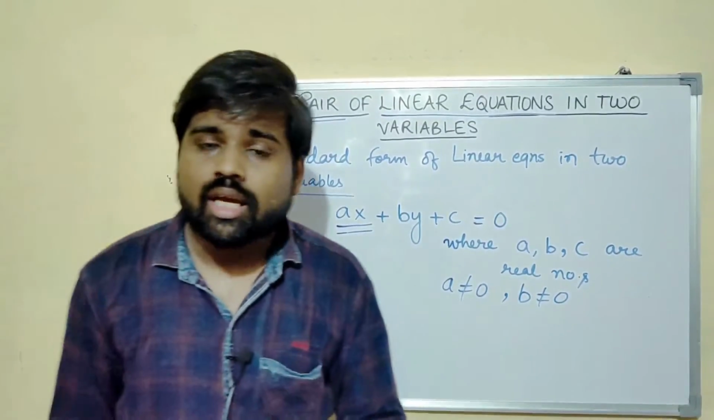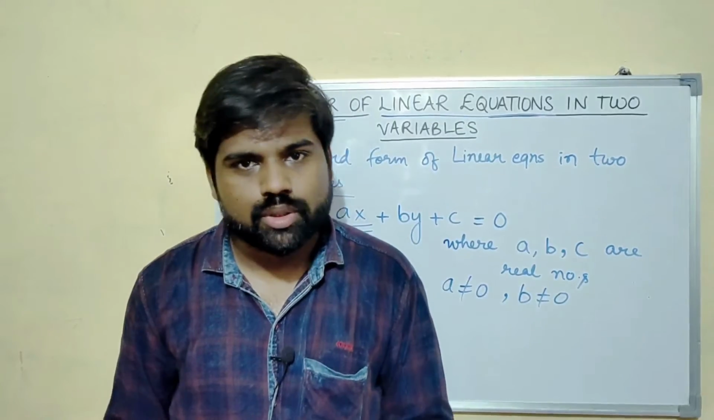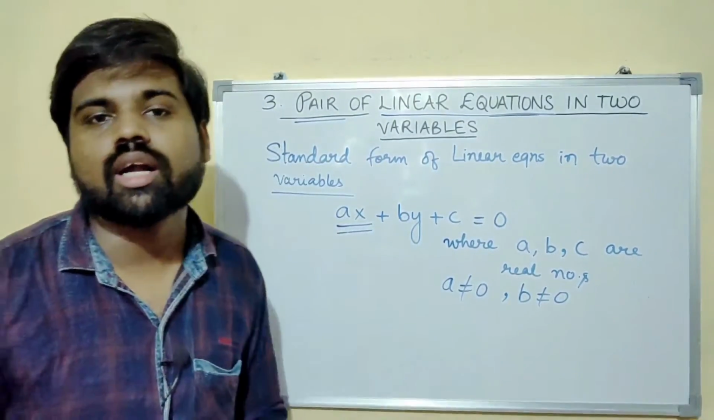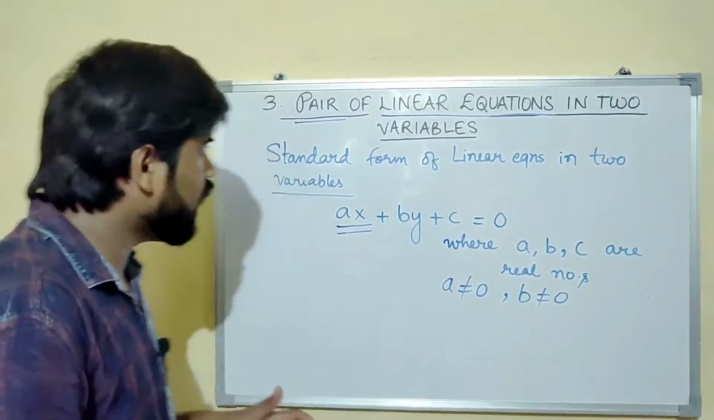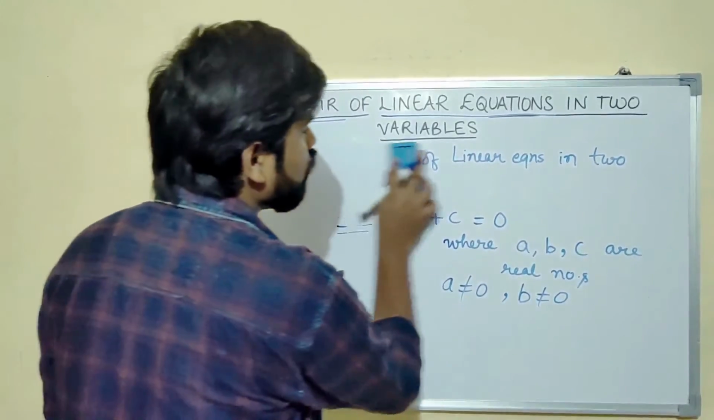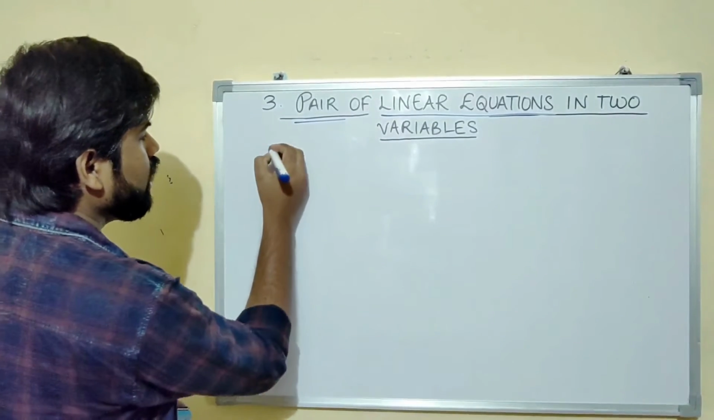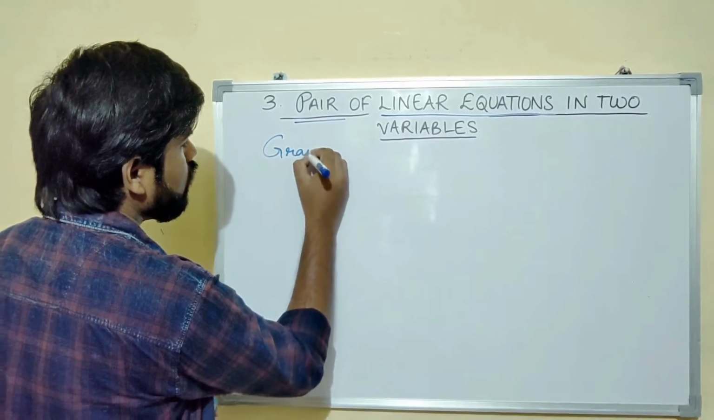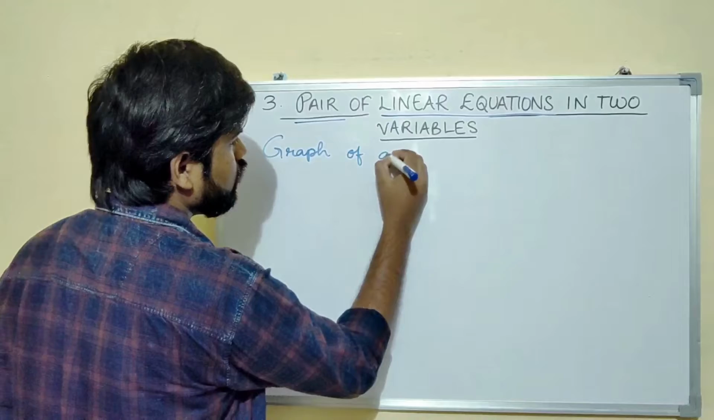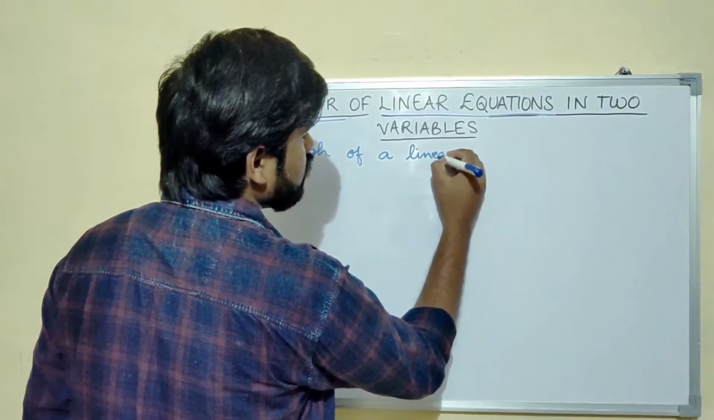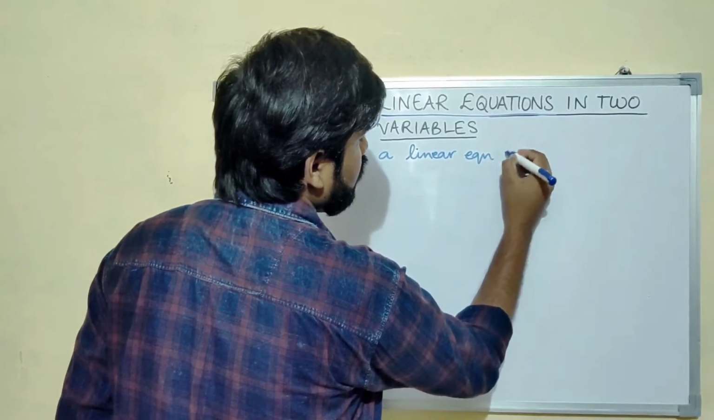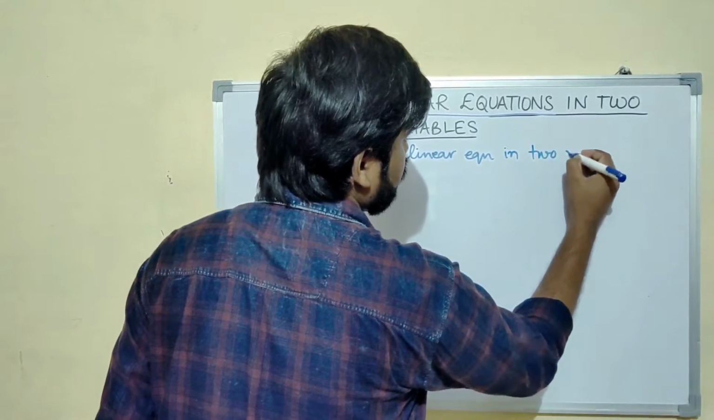Now let us see what is the graph of a linear equation. How is the graph of a linear equation obtained and what is the nature of the graph of the linear equation? So the heading will be the graph of a linear equation in two variables.